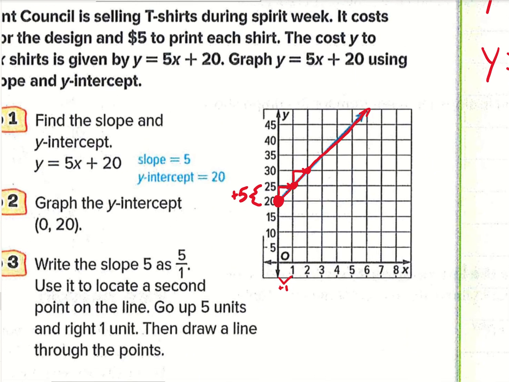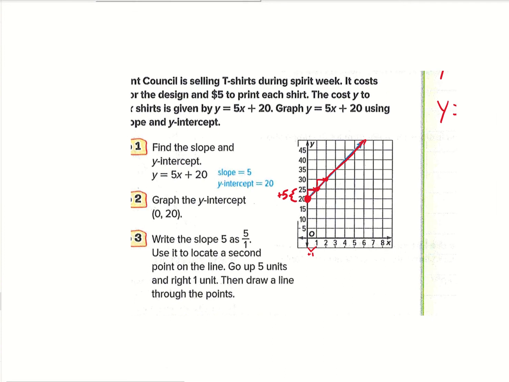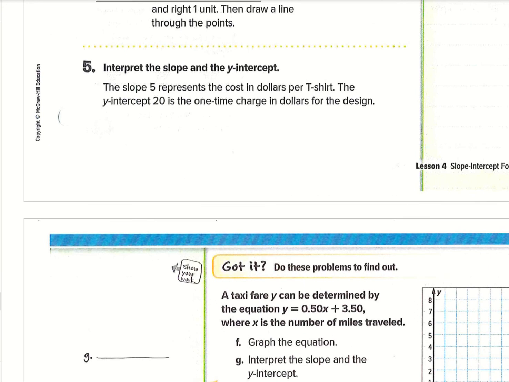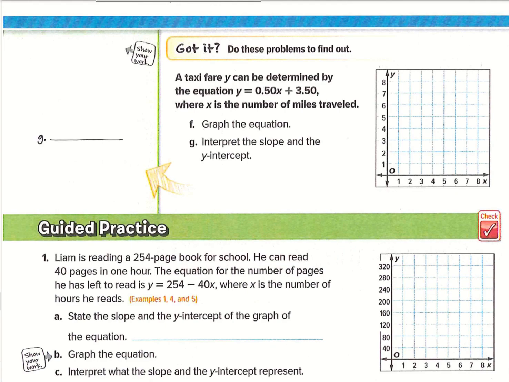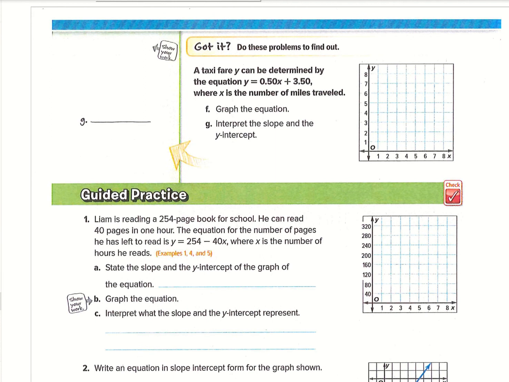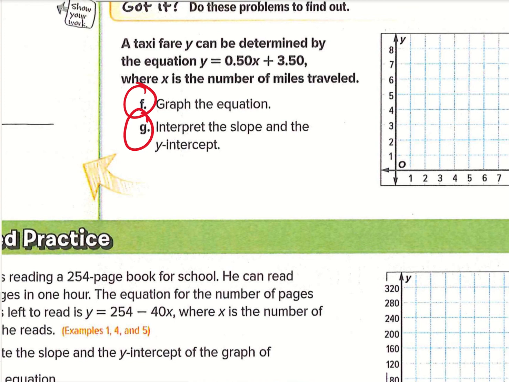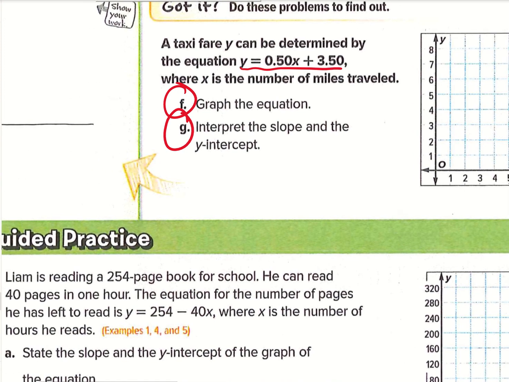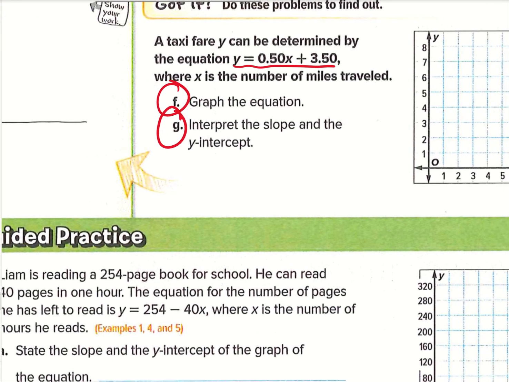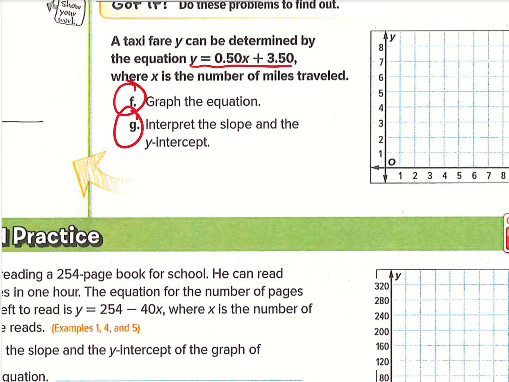All right, so that is it for that example. And then I am going to have you do, on the next page, page 202, the got it problems F and G. For F, all you have to do is graph it using this. And then for G, you're going to interpret the slope and the y-intercept. So you're basically just going to tell me what is the slope and what is the y-intercept. That's all I need for that one.